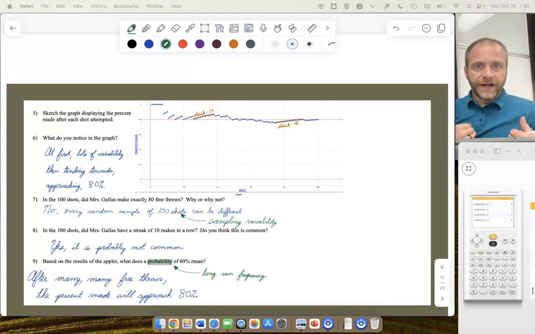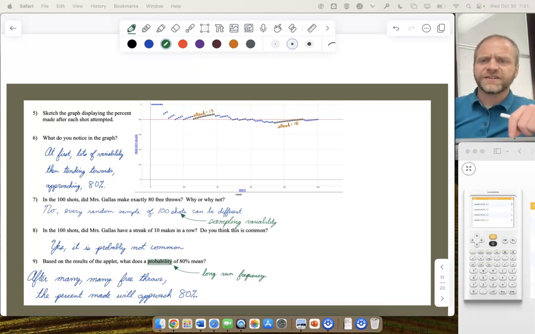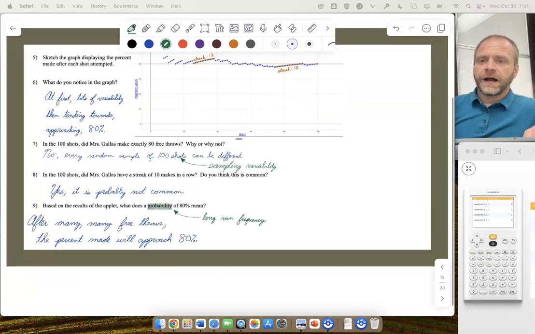Each one of us, mine and all of yours, are going to be different than each other. But that's going to deal with what we call sampling variability. Now in the 100 shots, did she have a streak of 10 in a row? Yes, she did. It is probably not common. But after many free throws, the percent made will approach 80%.